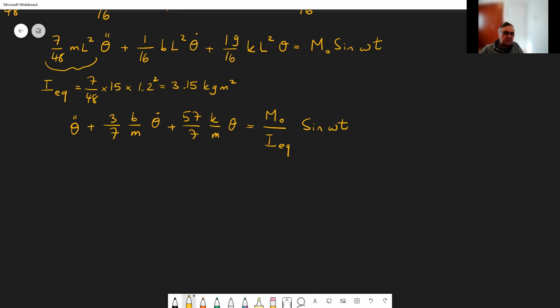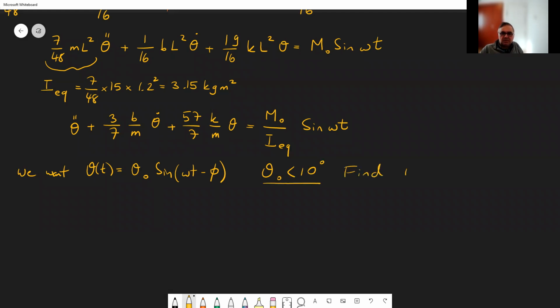We want theta of t, which is, let's say, theta 0 sine omega t minus 5. This will be theta 0 less than 10 degrees. Okay. So we want to find M0. But let's do that the next time.